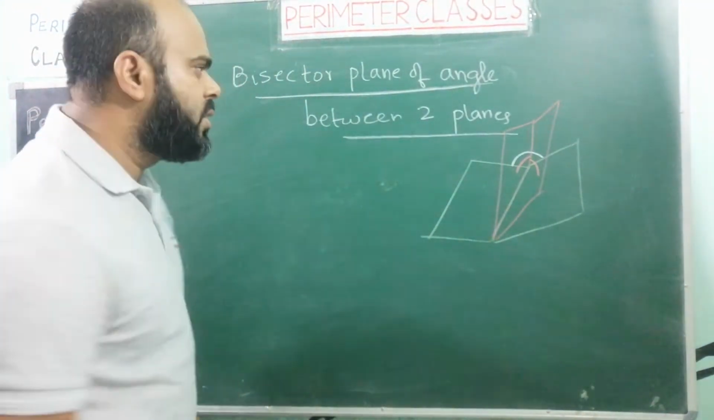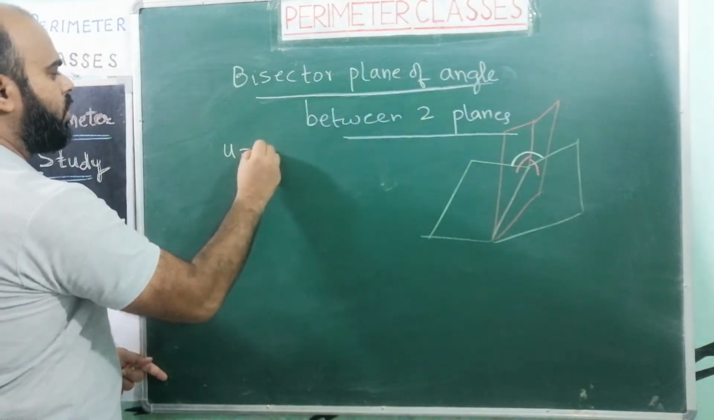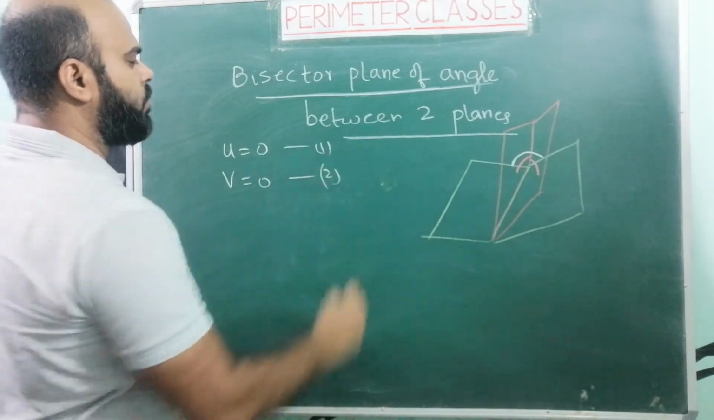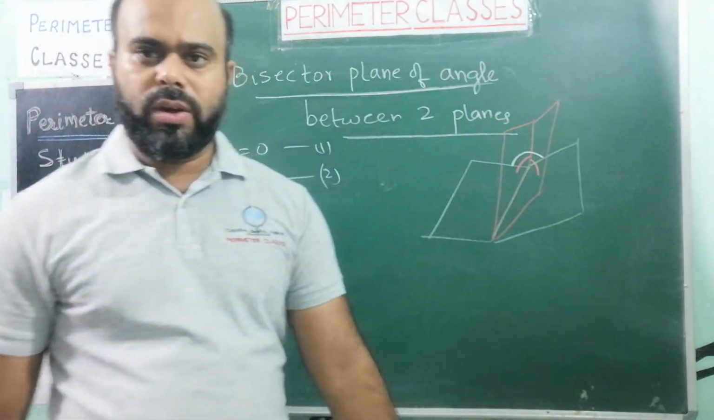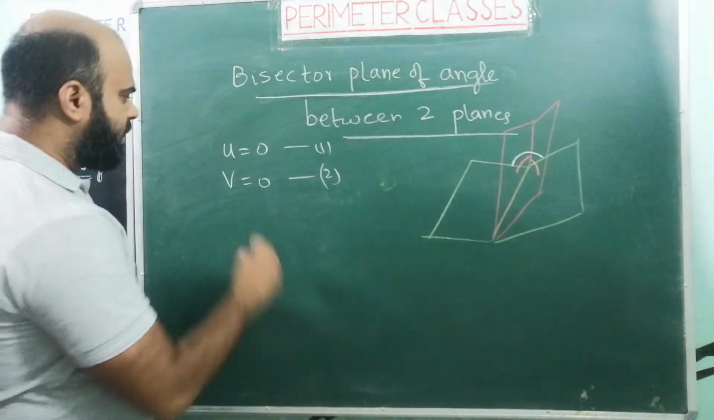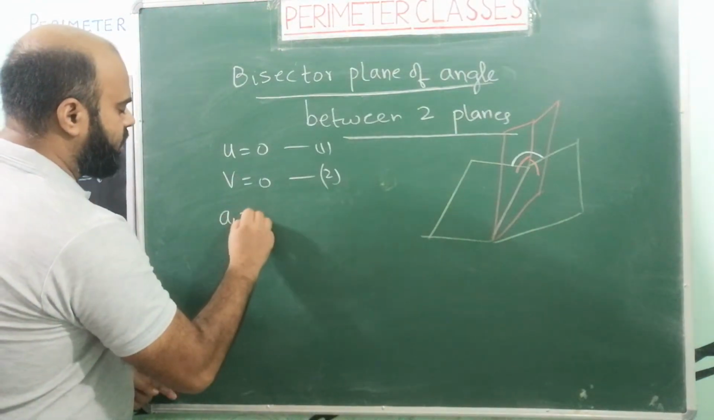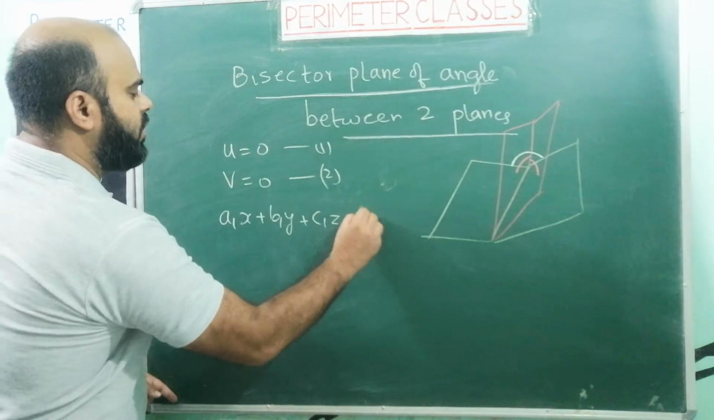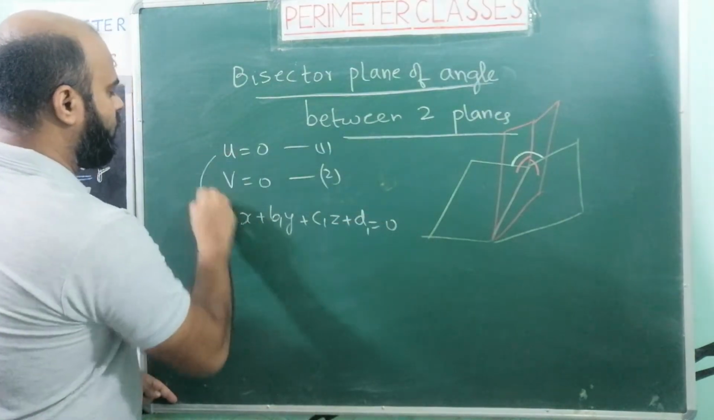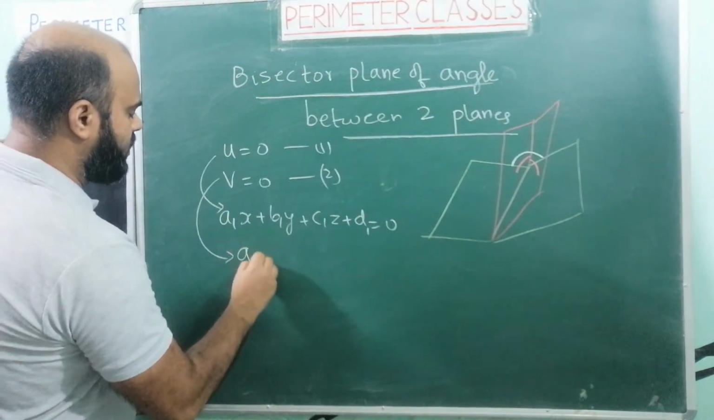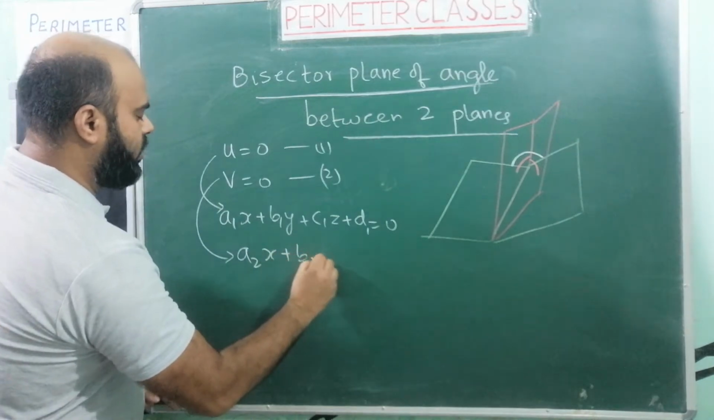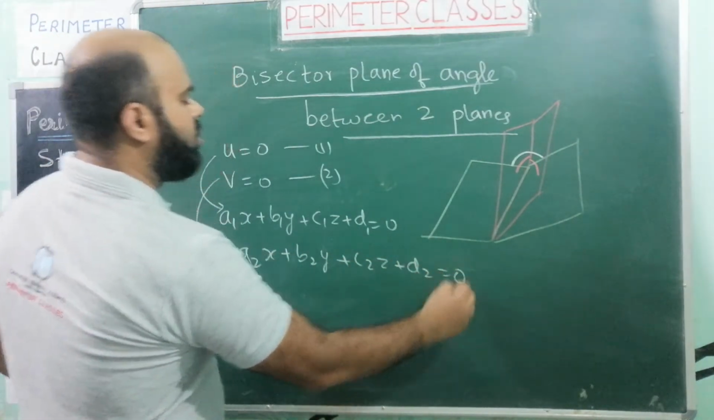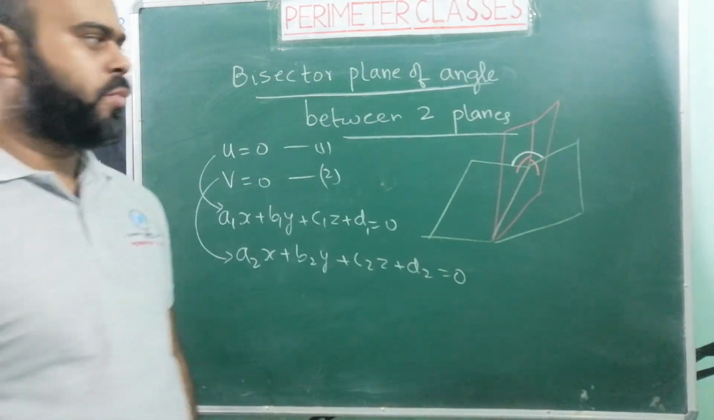So let this be u equal to 0 and this be v equal to 0, the two planes. We can say that u is a1x plus b1y plus c1z plus d1 equal to 0. This is the first plane, and the other is a2x plus b2y plus c2z plus d2 equal to 0. This is the other plane.